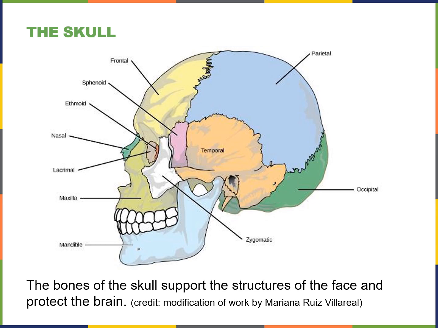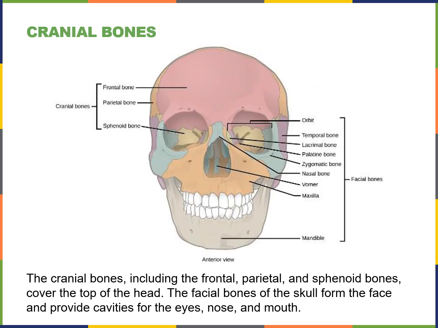Going in a little bit deeper, part of the axial skeleton is the skull. So we have bones of the skull that are supporting the face and protecting the brain. We have different parts of the skull here, or even different lobes of the brain: frontal, parietal, temporal, and occipital. And then you see here we have different parts of the skull as well, like maxilla and mandible. Those are controlling our jaw movements. Lacrimal, nasal, ethmoid, sphenoid. Those are the main components of the skull, along with the cranial bones, including the frontal, parietal, and sphenoid bones.